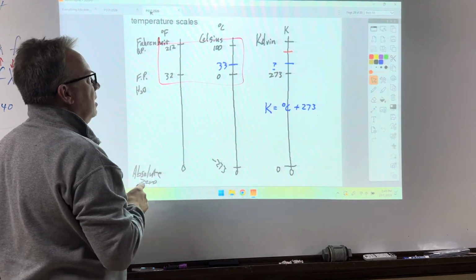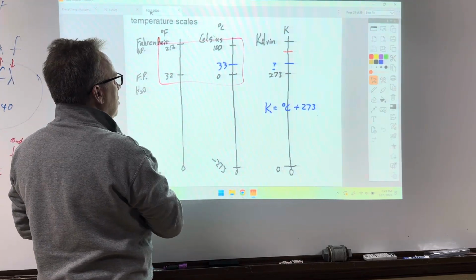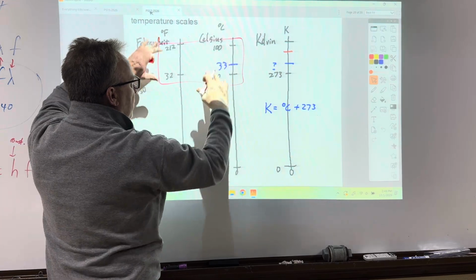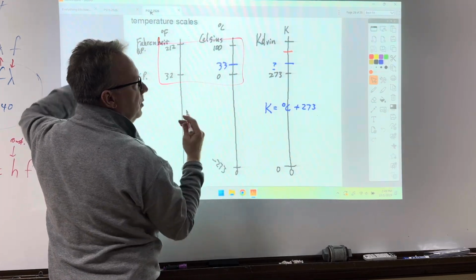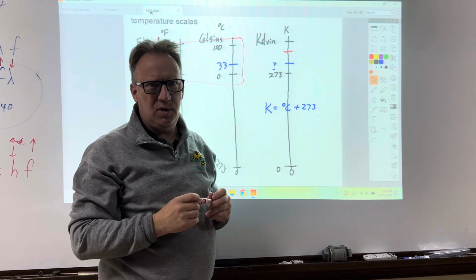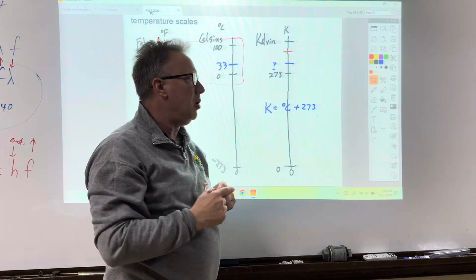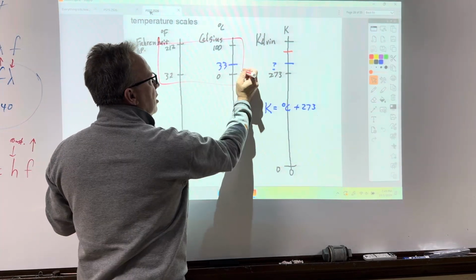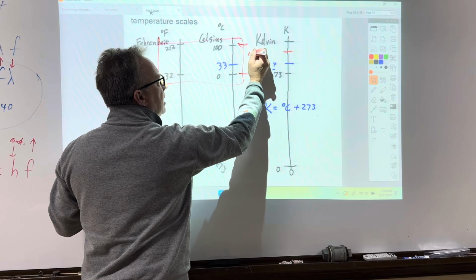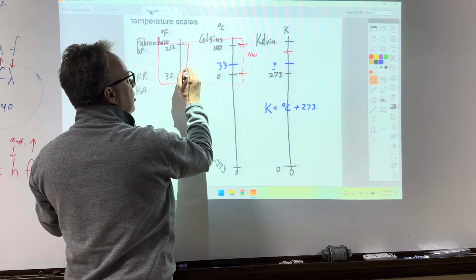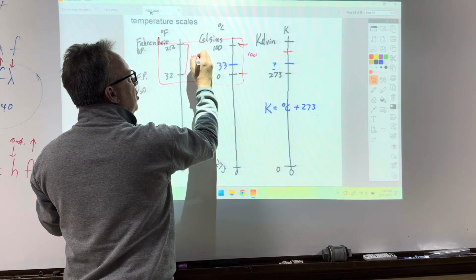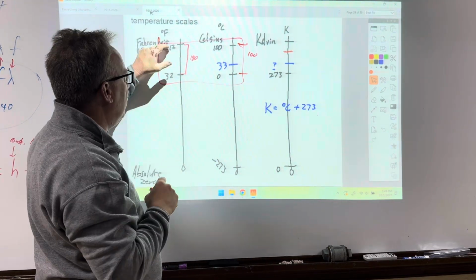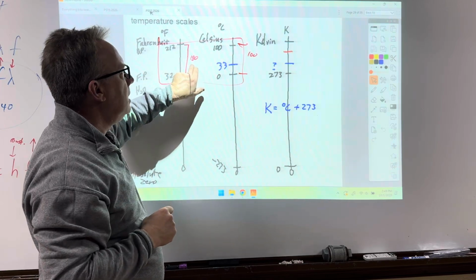If we take the Fahrenheit scale, well, there's a 5/9 and a 9/5 in those conversions. And I'm going to show you where that comes from first. There's 100 degrees between here and here. And there's 180 between here and here, because 212 minus 32 is 180.